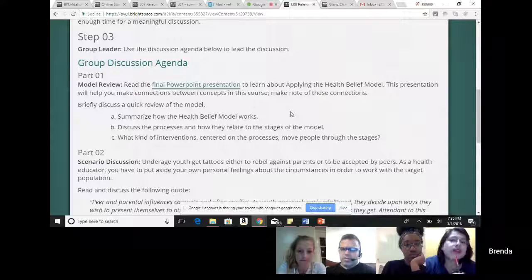I also think that it leads health educators to involve people in action. So perceptions and beliefs play an important role here. Definitely.